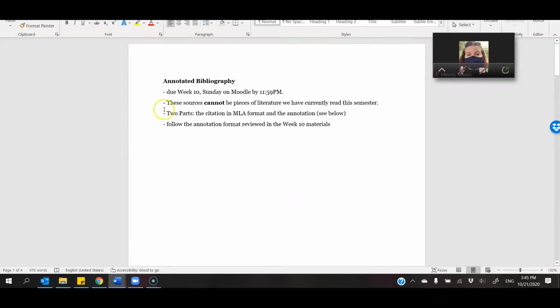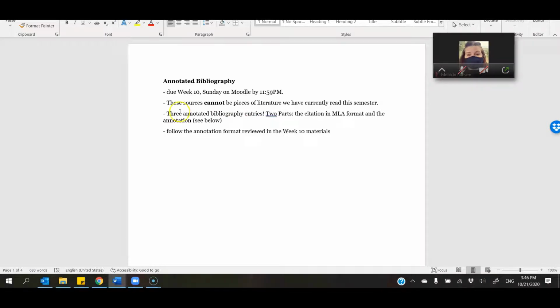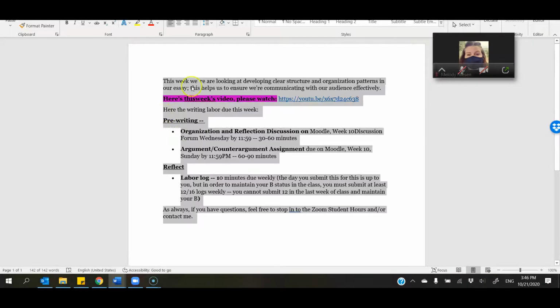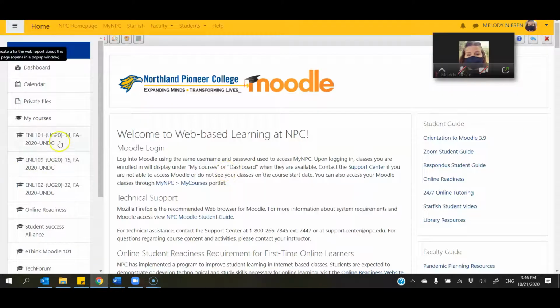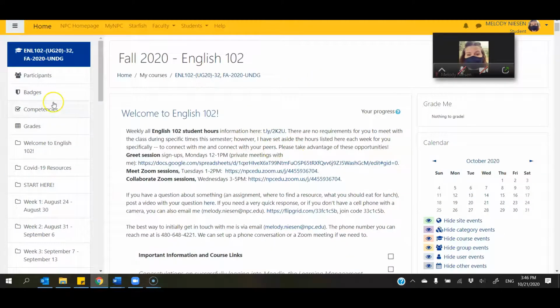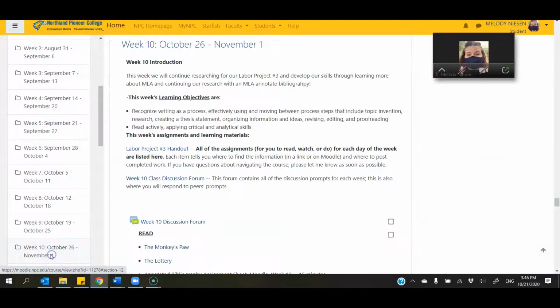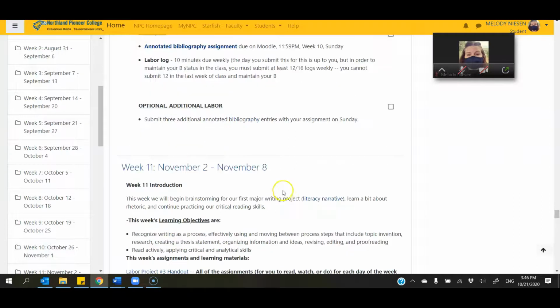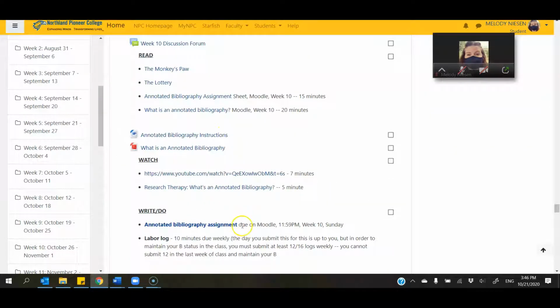So we need to do 3 annotated bibliography entries. And for this week, you have the option of completing an additional labor to work towards a higher score, and the additional labor that you can work towards is adding at least 3 additional annotations to your assignment that's due on Sunday, and that will count as additional labor for you. And you can see that right here. So that is the annotated bibliography assignment, and I will make sure to fix that broken link for us. And that's due on Sunday by 11:59 p.m.